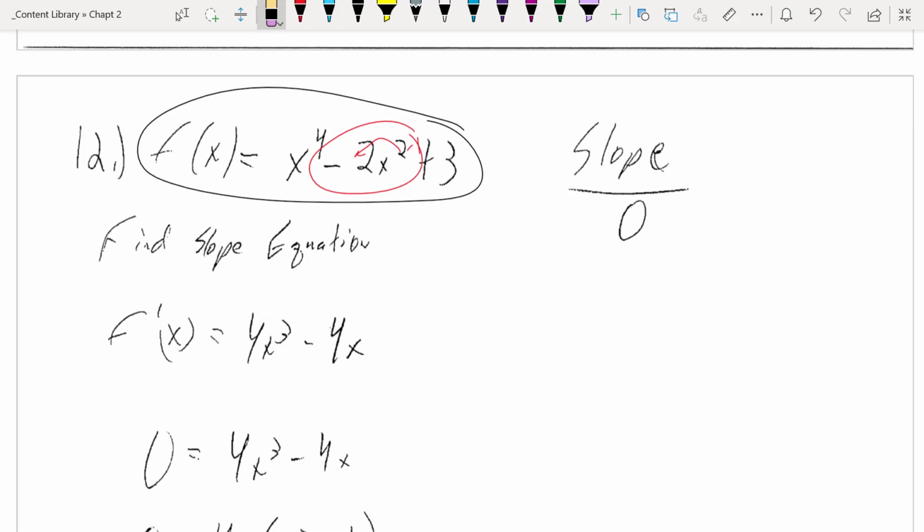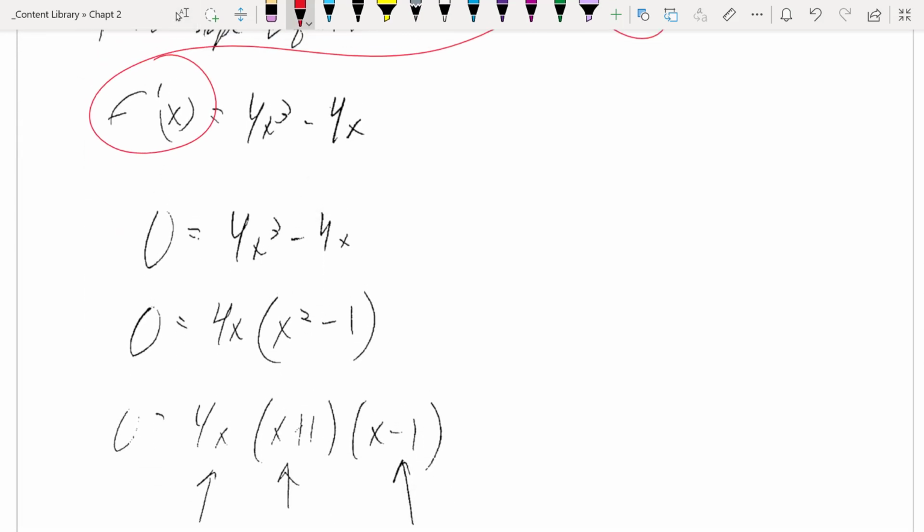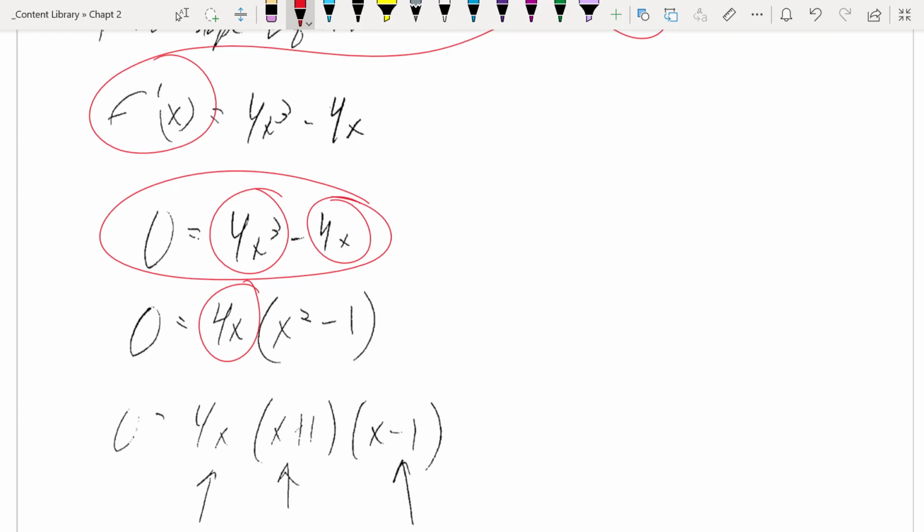your slope equation. Now it said I had a slope of 0, and I'm going to go ahead and substitute in 0 into my equation. I'm going to solve it by factoring. So I've got 0 equals 4x cubed minus 4x. I'm going to factor out a common 4x in both terms. Notice this term has a 4x in it, and this term has a 4x in it, so I'm going to put that out front. This is the opposite of the distributive property. Now when I divide 4x cubed by 4x, that's going to give me x squared. And when I divide negative 4x by 4x, I'm going to get negative 1.